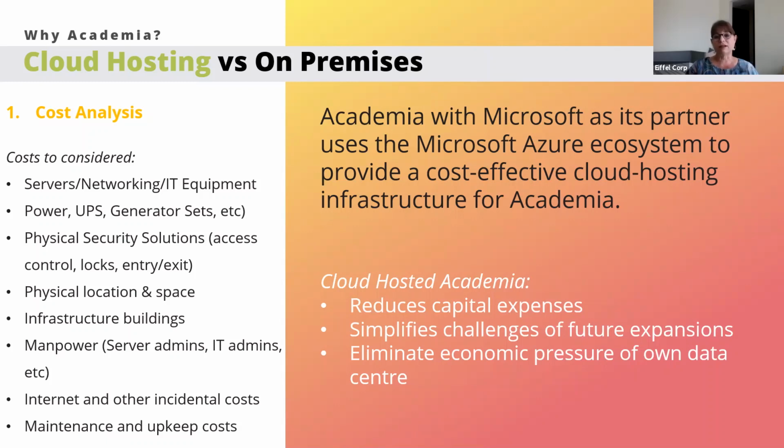Academia, with Microsoft as its partner, uses the Microsoft Azure ecosystem to provide a cost-effective cloud hosting infrastructure for academia, which groups all these cost considerations into one basket: we use a partner that takes care of it, or puts it into a controlled environment for you as an institution. What is typically the things that you then save on or get value from in a cloud-hosted academia?